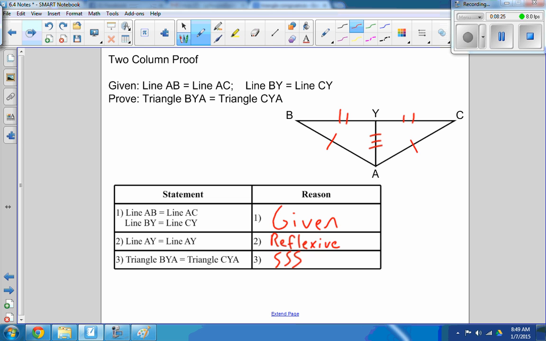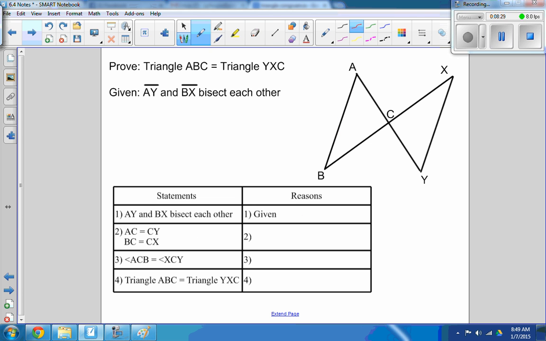Let's look at one more two-column proof. So we're trying to prove ABC is congruent to YXC, and we're given AY and BX bisect each other. Okay. So since AY and BX bisect each other, I can state that AC is congruent to CY, BC is congruent to CX. Why can I say that? Well, if two lines bisect each other, that means they cut each other in half. This is the definition of segment bisectors.